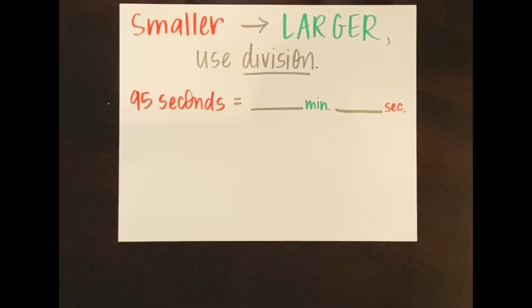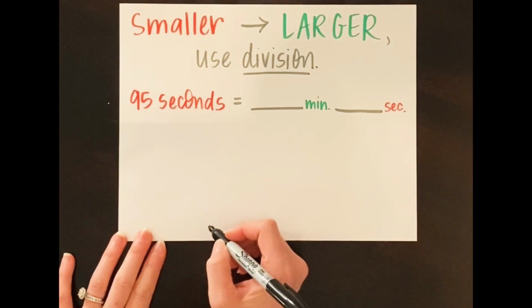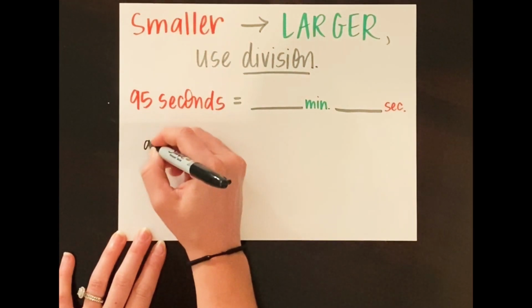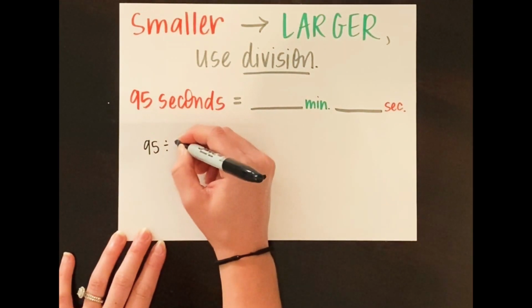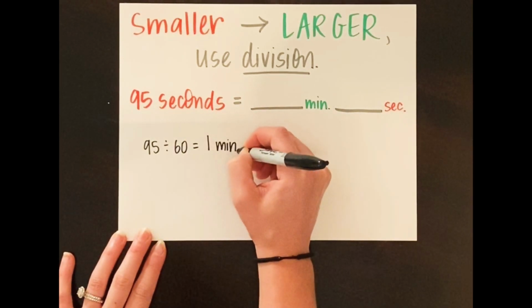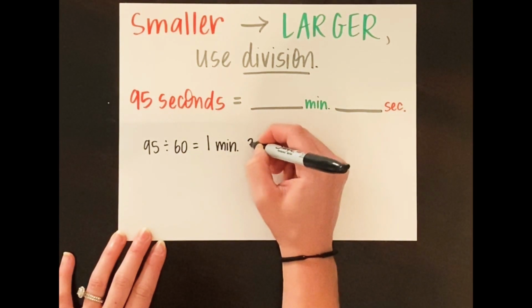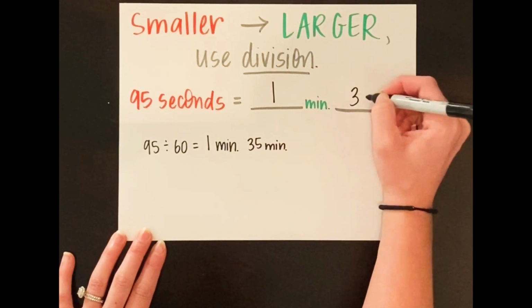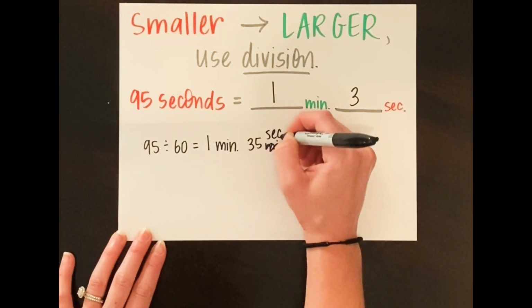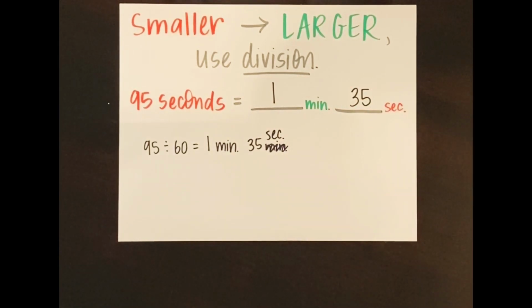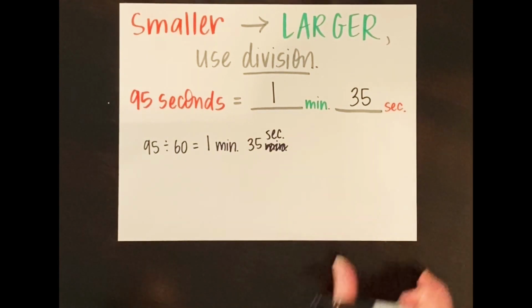So if I have 95 seconds and I need to figure out how many minutes and how many seconds that is, I can use division. I know that it takes 60 seconds to make 1 minute. So I could look at this as 95 divided by 60. I've got 1 minute, and then I have a remainder of 35 seconds. So 95 seconds is the same as 1 minute and 35 seconds.